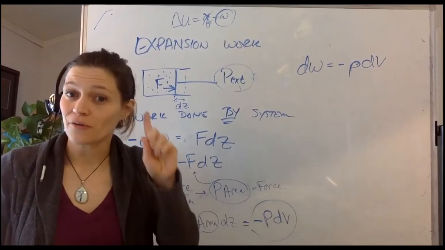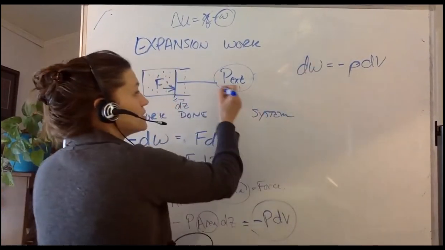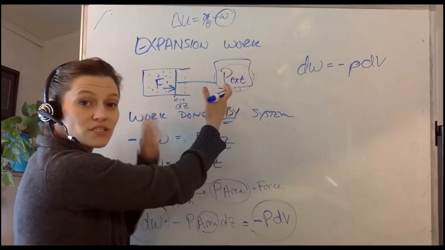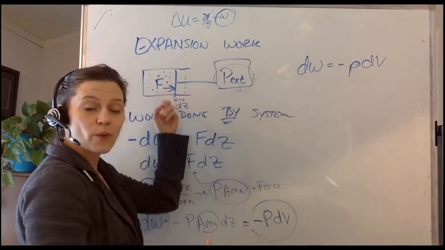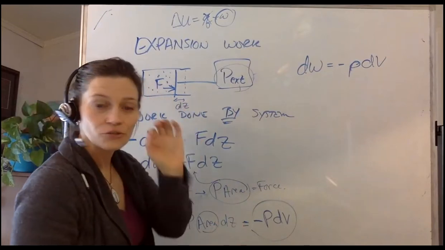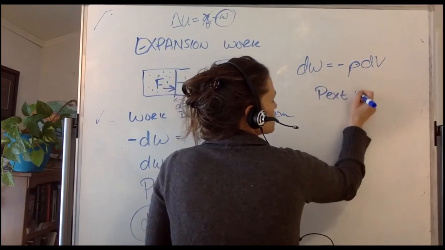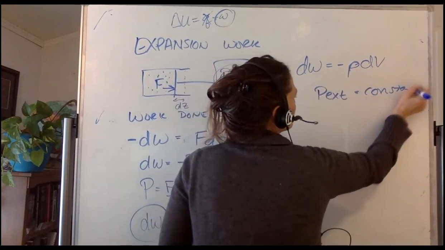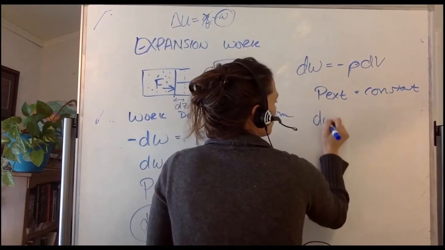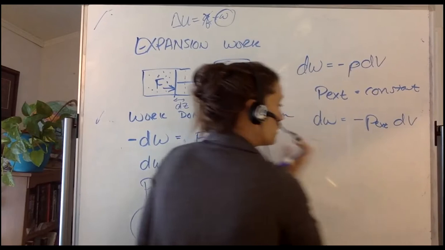Okay, but now there are some caveats. So do we have a constant external pressure, or does the external pressure change with respect to the pressure in here? So let's first start off with a constant external pressure. So P external equals constant. That means that dW is equal to minus P external dV.